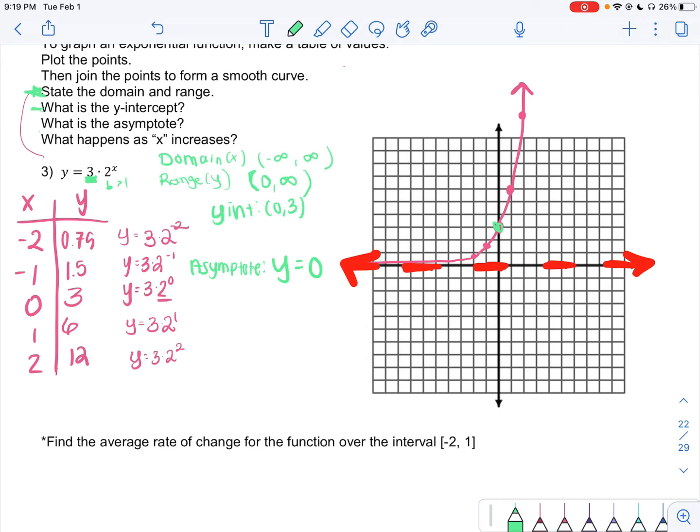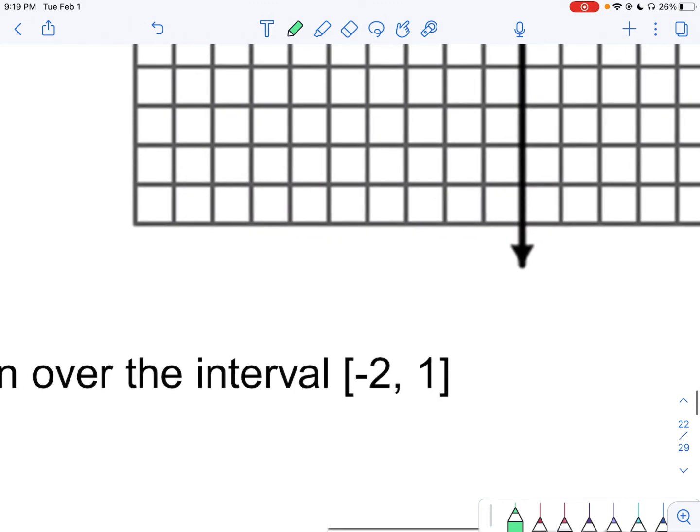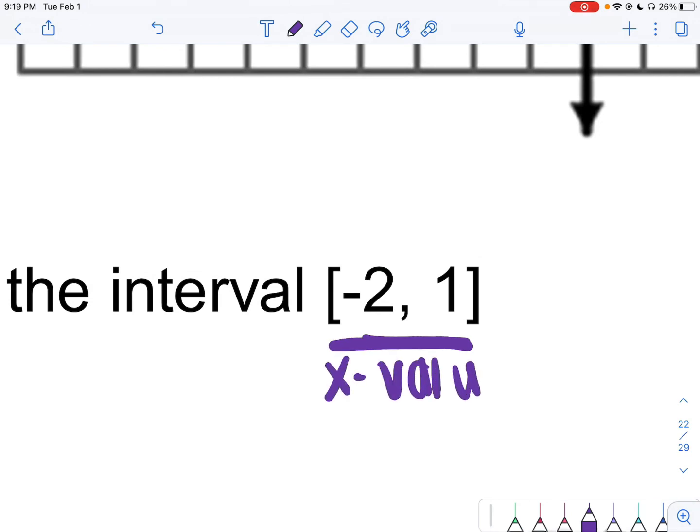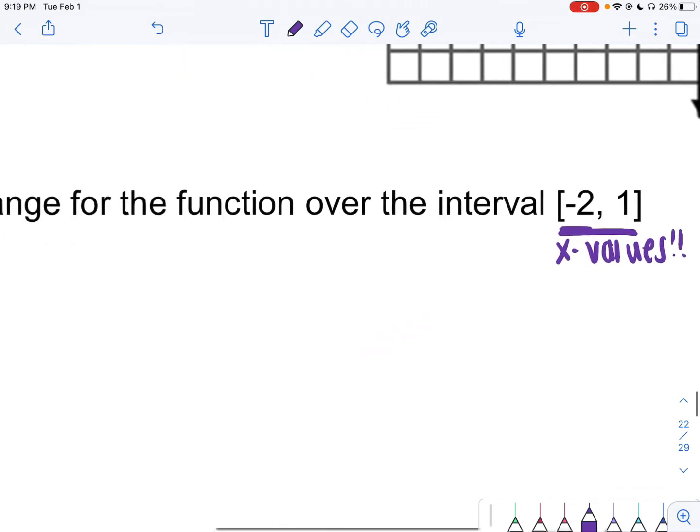Okay, so next we have the average rate of change. Well, remember, average rate of change is the change in y over change in x. And we want to find the average rate of change for the function over this interval. Now, when we have an average rate of change interval, these are x values. This is what confuses people the most. But when it gives you an average rate of change interval, it is giving you x values.